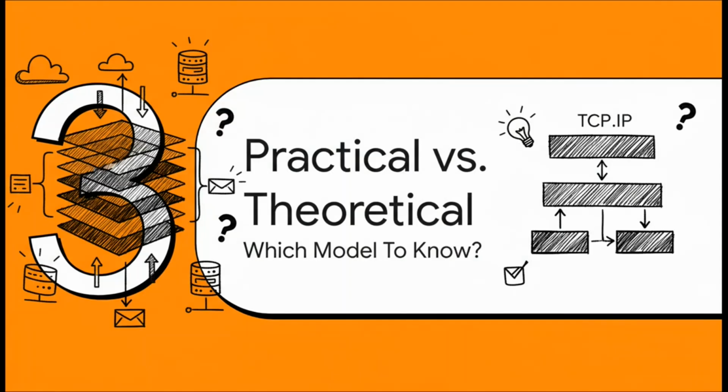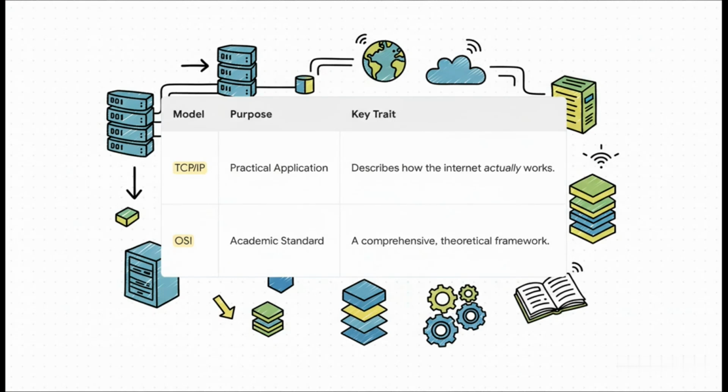Which brings us to the final and most practical question of all. After all this corporate drama, which of these organizational charts do you actually need to know? The practical one or the theoretical one? This table really sums it all up beautifully. You want to use the TCP/IP model for practical, real-world stuff. It's your field guide to how the internet actually works. But you use the OSI model as the academic standard. It's that comprehensive framework that gives you a much deeper theoretical understanding, which is just invaluable when you're first learning this stuff.